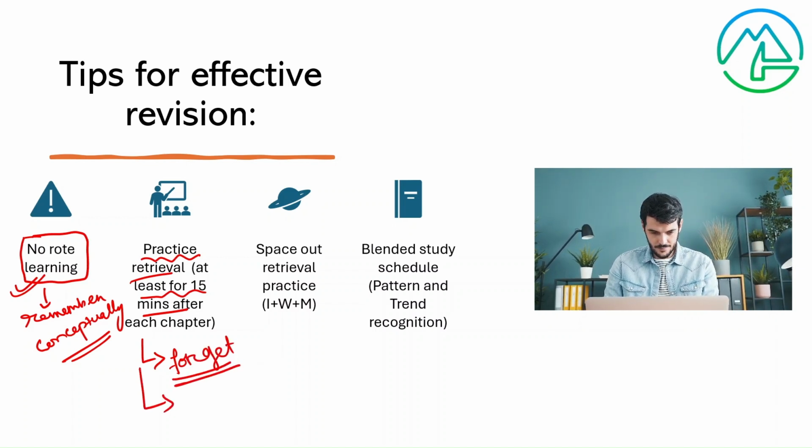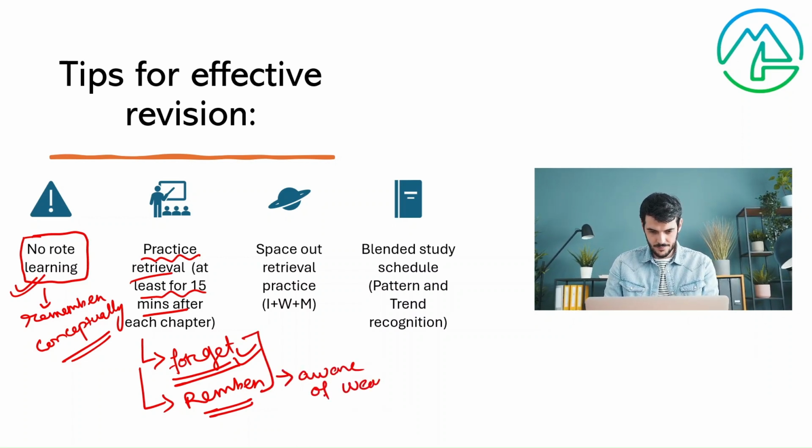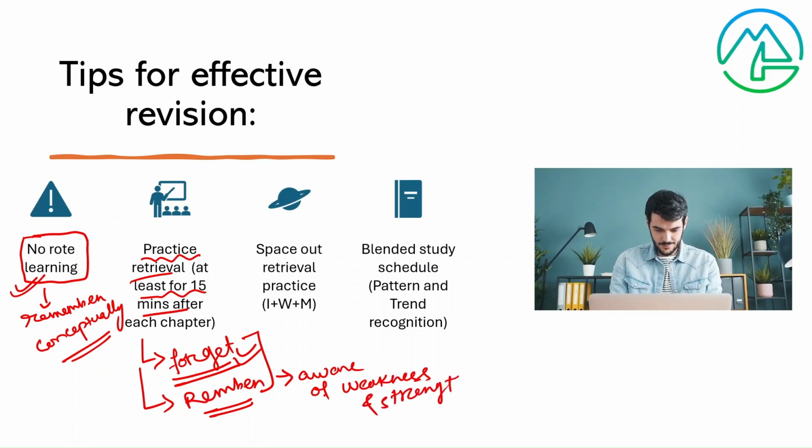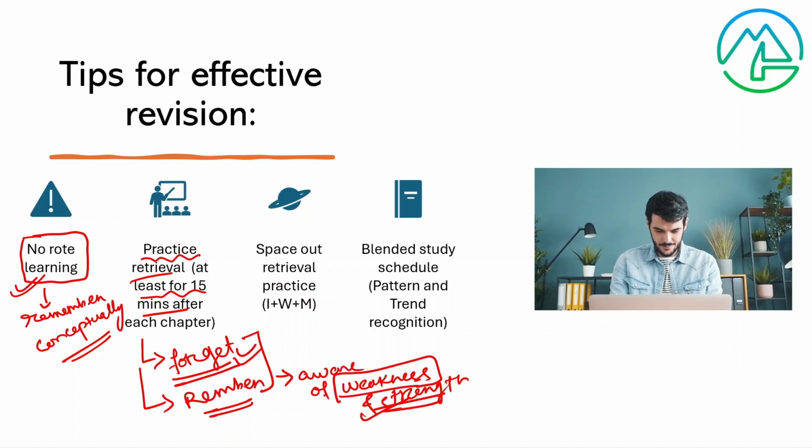What you are forgetting and what you remember, you will be able to easily identify them. Once you do this, you will be aware of your weaknesses and strengths, right? So this will be easier for you to revise, क्योंकि जो weaknesses है you have to revisit them, जो strengths है उनको बस overlook कर सकते हो. So by doing this, you are going to effectively revise your material in a short span of time.